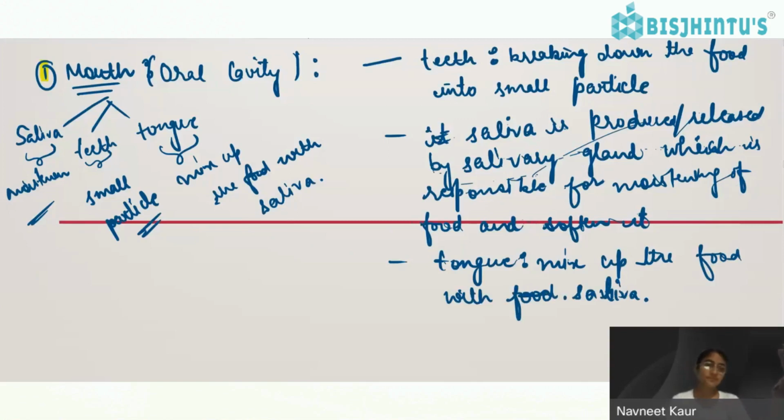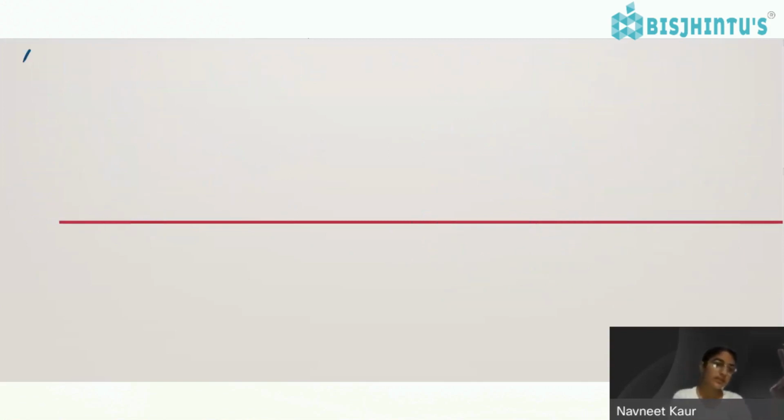Next, the very next part we have is the esophagus. If you want, you can write down the divisions of the mouth as first point, second point, third point, and consider the esophagus as the fourth point. But if you want to make a proper point, you can consider the mouth as one part, and then write the divisions in the form of subparts. Okay. So what is the esophagus?